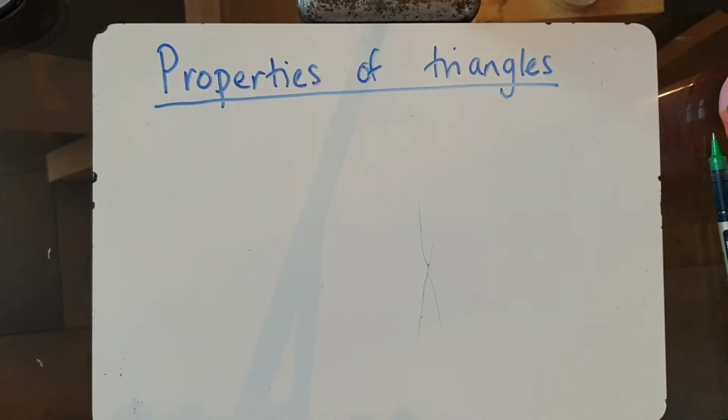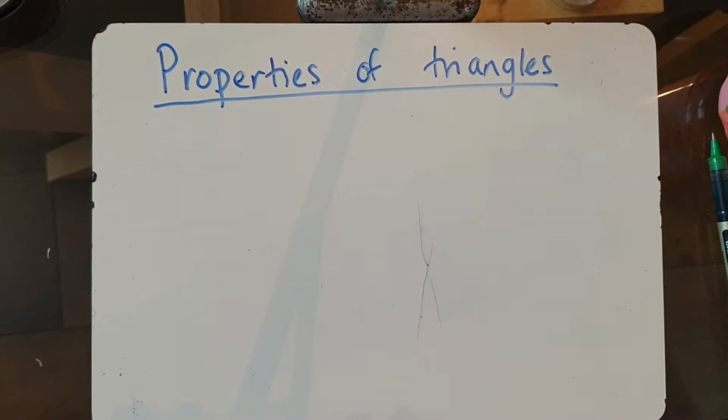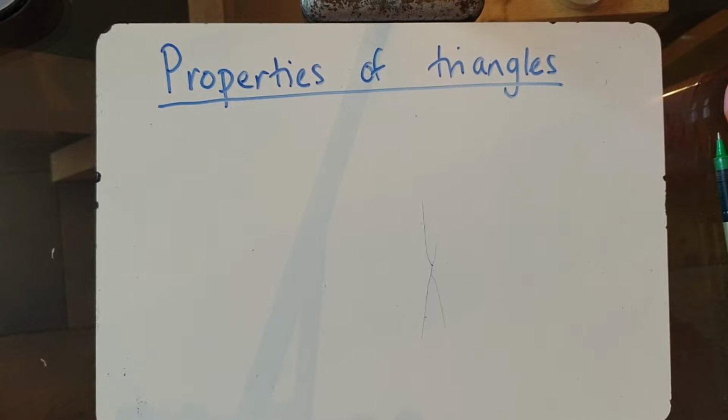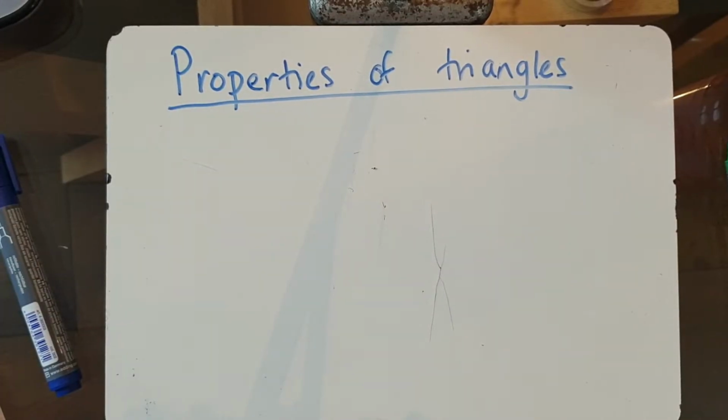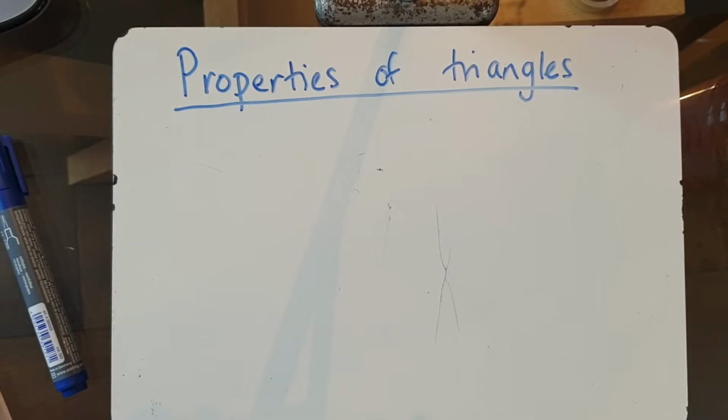Today's lesson is going to be on properties of triangles. So pause the video quickly and see if you can write down any different types of triangles. There are 4 types of triangles and we can classify the triangles by their properties.